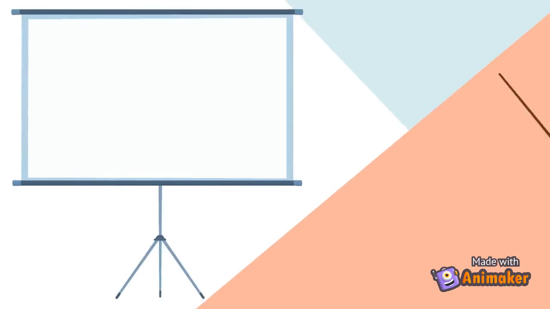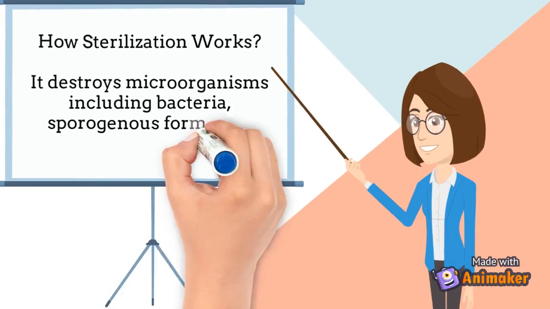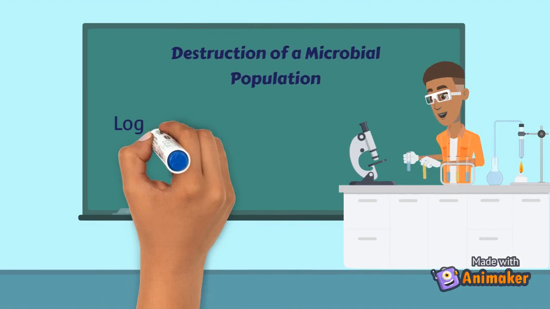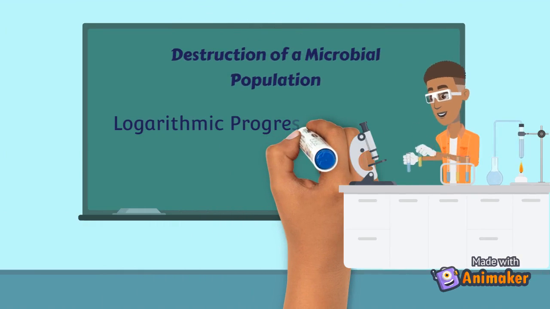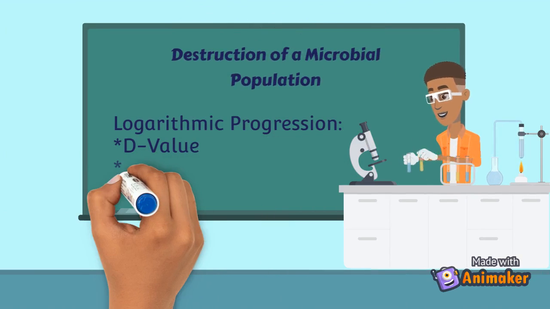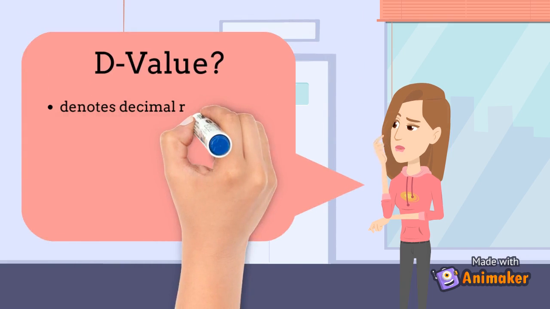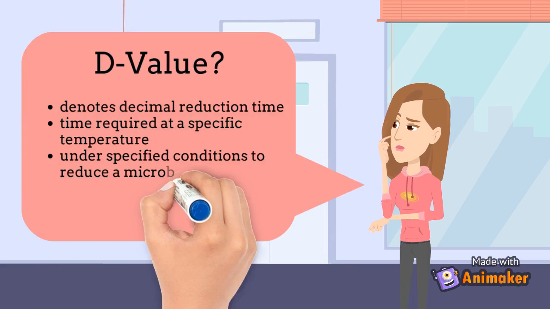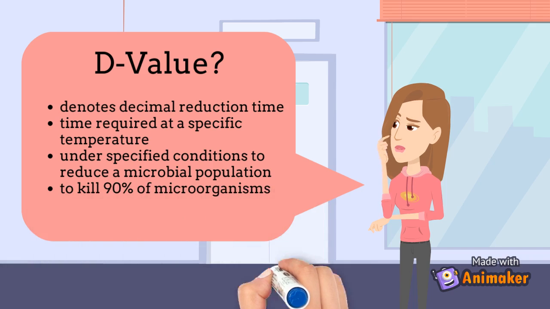So sterilization is a process which destroys microorganisms including bacteria, sporogenous forms and inactivates virus. The destruction of microbial population follows a logarithmic projection which is by D and Z value. So D value denotes decimal reduction time. It is the time required at a specific temperature and under specific conditions to reduce a microbial population by 1 decimal or to kill 90% of microorganisms. So in simple words, D value is time needed at certain temperature to kill an organism.